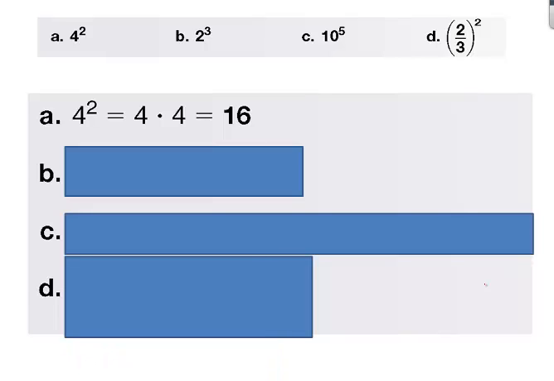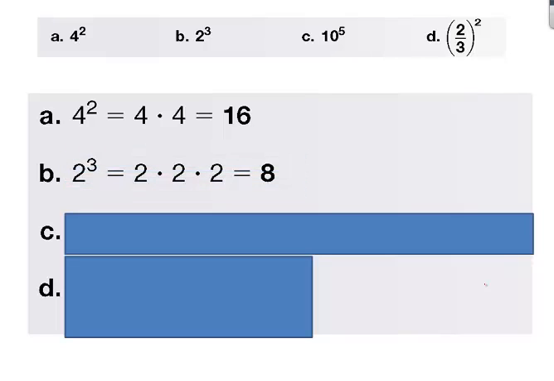Take a look at B, 2 cubed. So what are we going to do on this one? How are we going to solve this? Do you have your answer? Is it 8? 2 times 2 times 2?